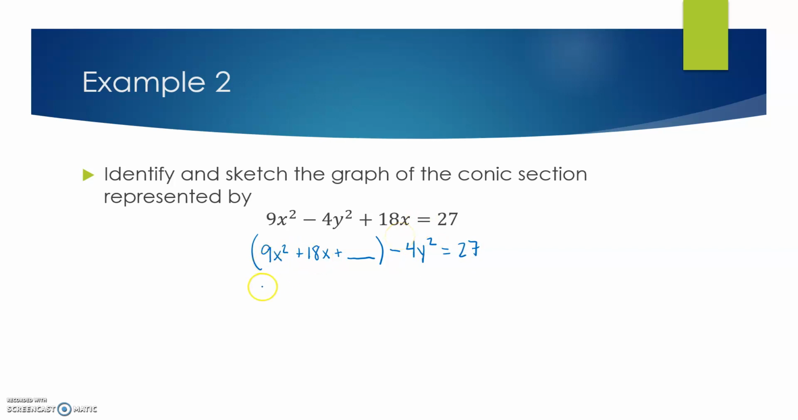Now, I have a 9 in front of the x squared, so I'm going to factor that out, and I get 9 times x squared plus 2x plus blank.